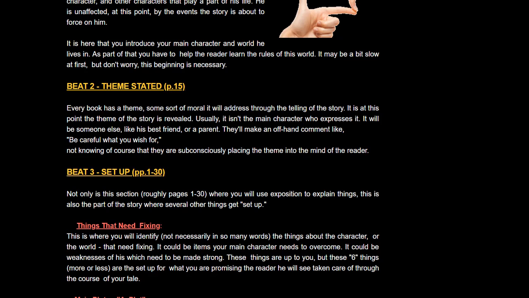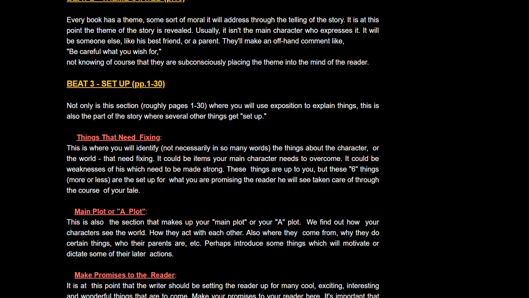They'll make an offhand comment like, "Be careful what you wish for," not knowing, of course, that they're subconsciously placing the theme into the mind of the reader. Beat 3, the setup. Pages 1 through 30. This section is about 30 pages, where you'll use exposition to explain things. This is also the part of the story where several other things get set up.